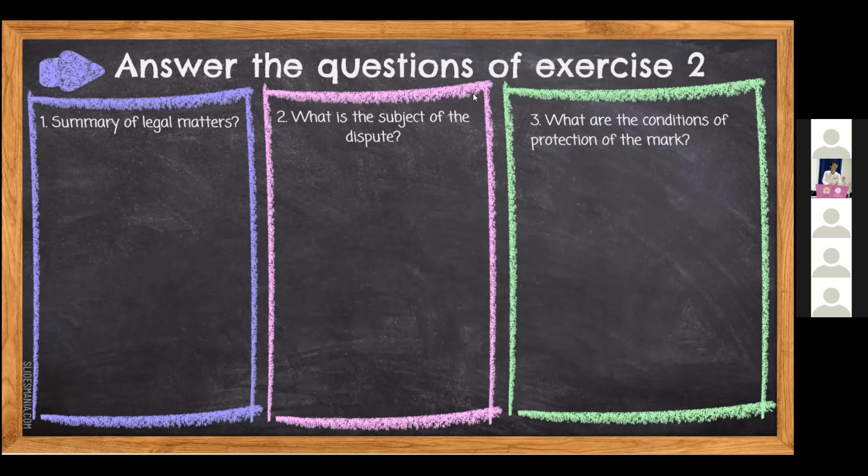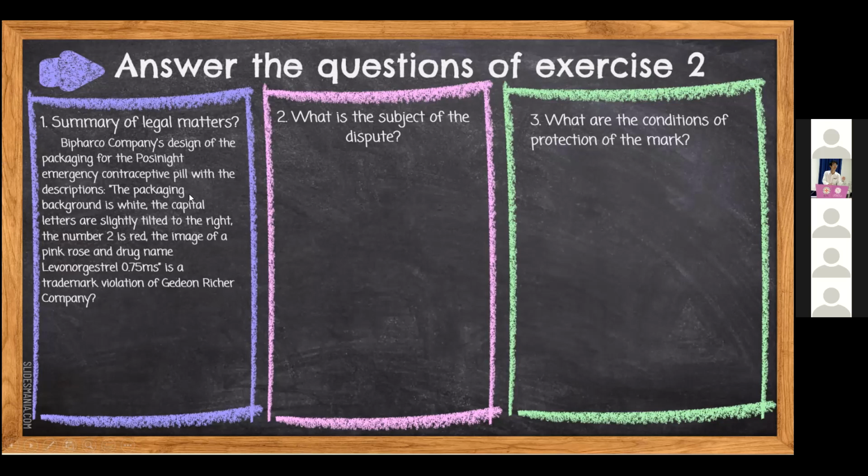Okay, we talk about answering the questions of this case. One, summary of legal matters. Defendant company designed the packaging for the Business emergency contraceptive with the descriptions: the packaging background is white, the capital letters are slightly tilted to the right, the number 2 is red, the image of a pink rose and red name. This is the trademark violation of Gideon Richter Company.